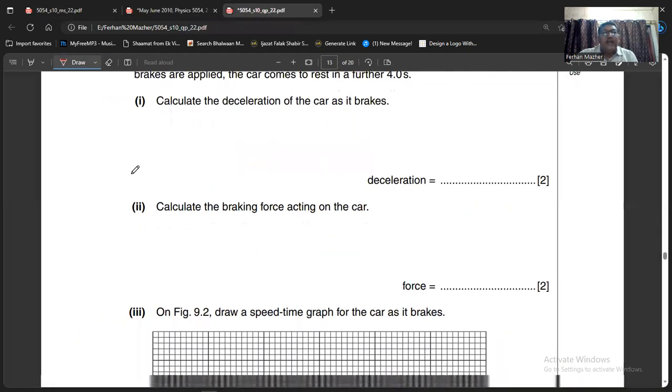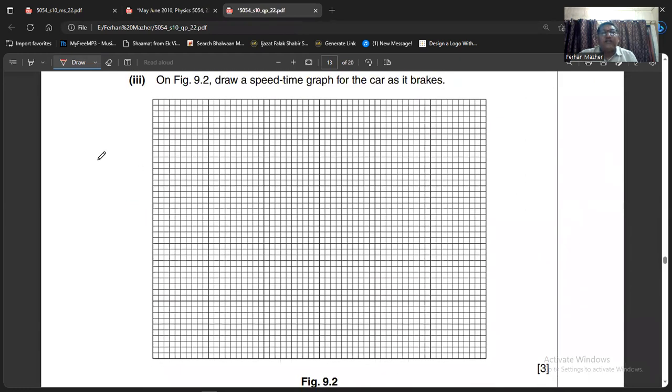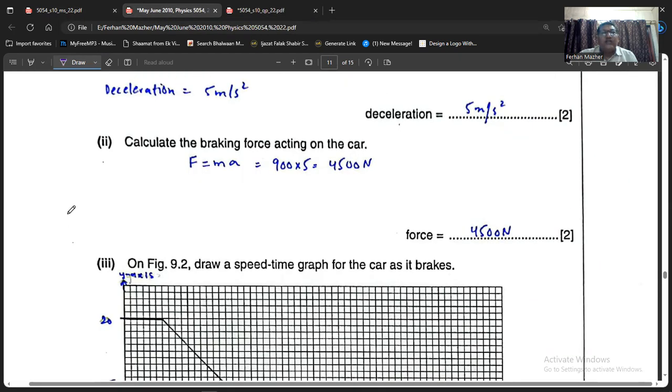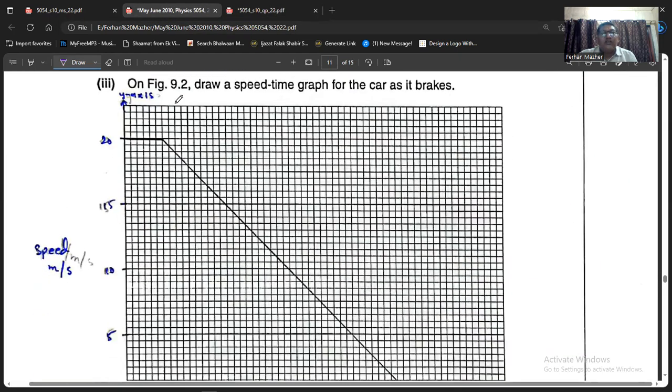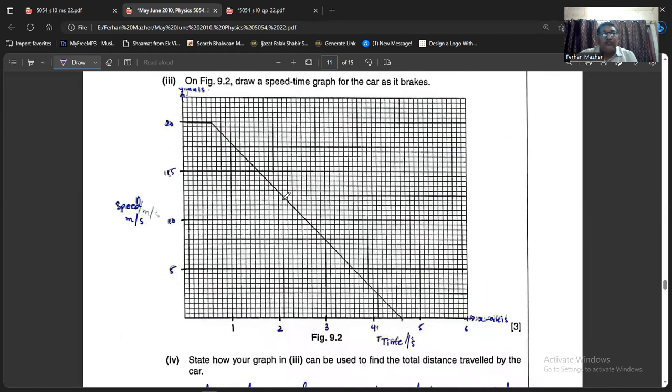Okay, then we have: on figure 9.2, draw a speed-time graph for the car as it brakes. So we know the deceleration and we know the duration also. Okay, let me show you. From 0 to 0.6 seconds, the car continues with this speed of 20.